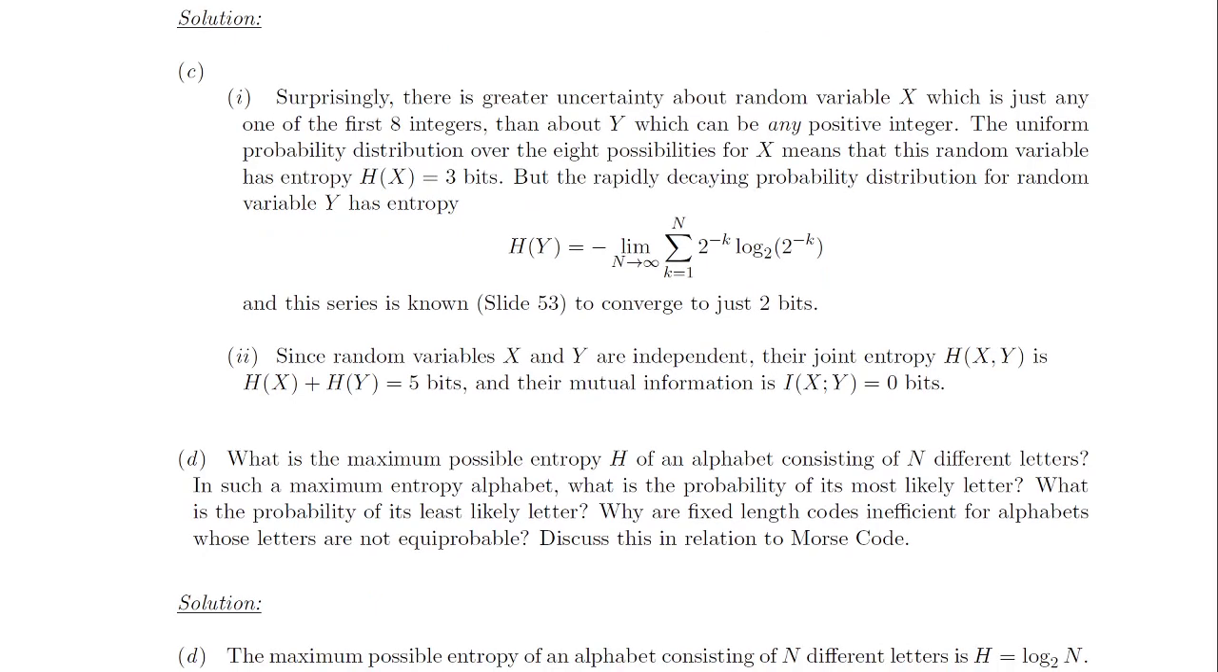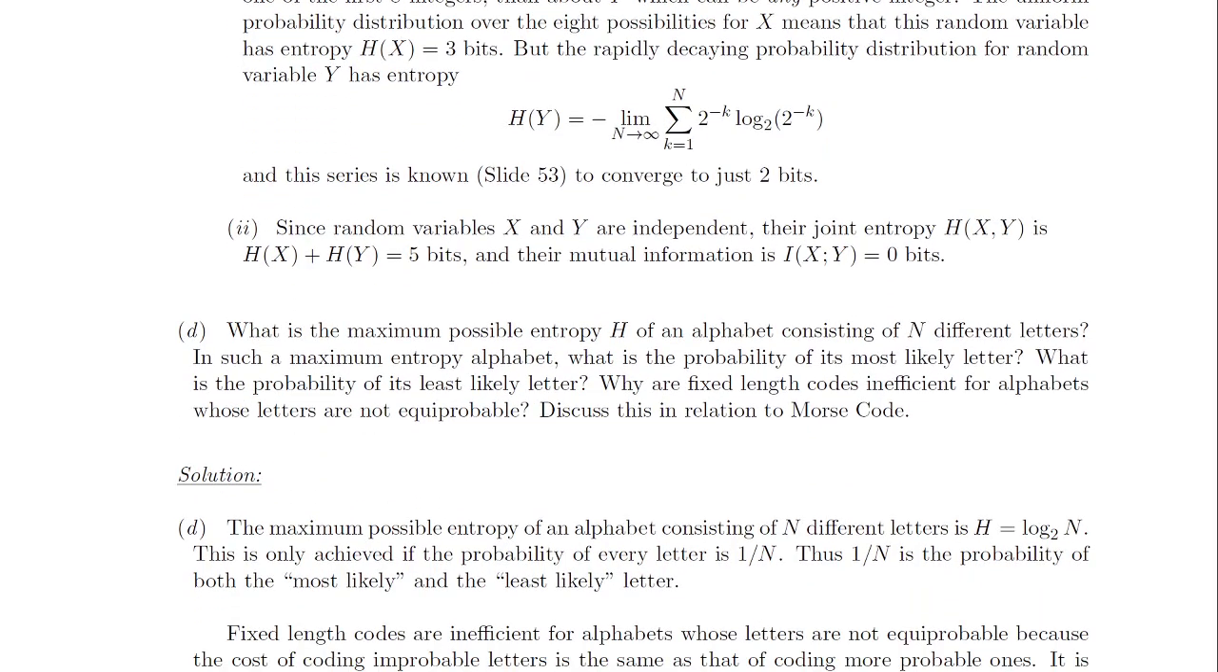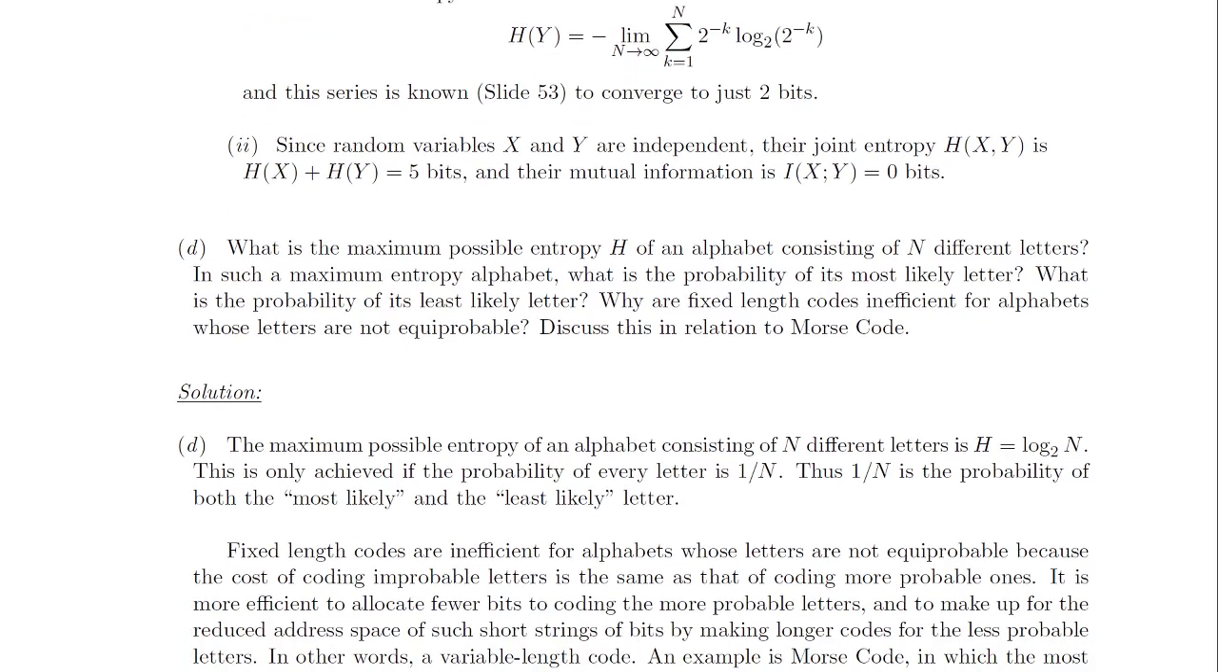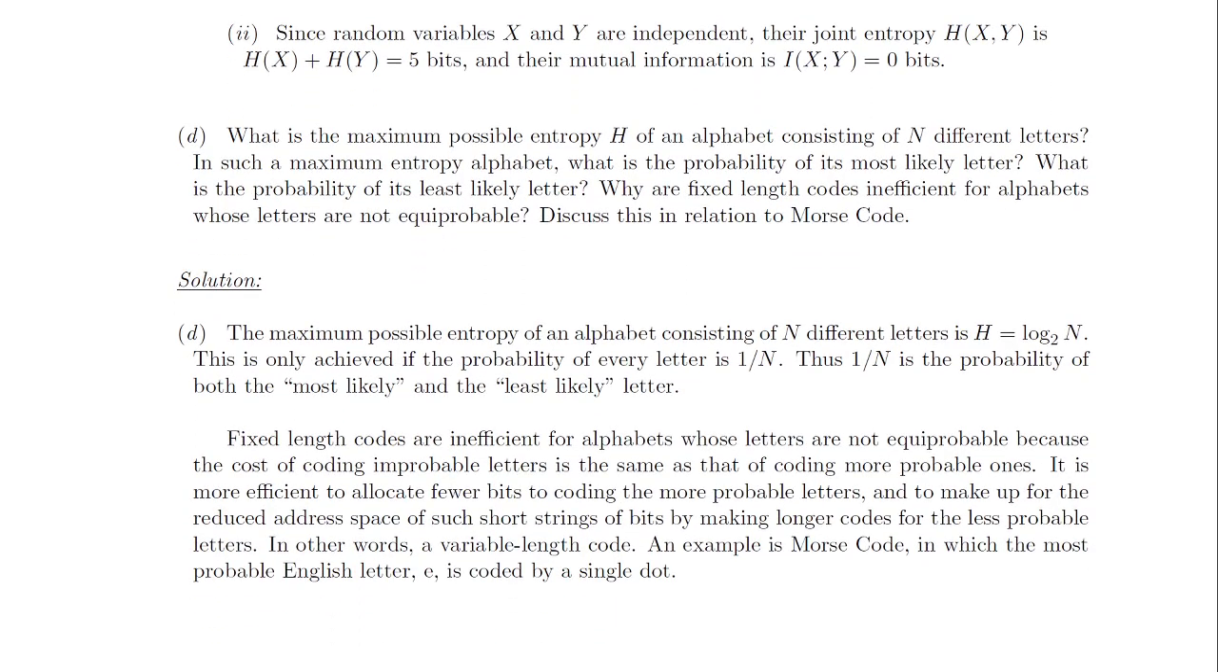The final part, subpart D of this exercise, asks what is the maximum possible entropy of an alphabet consisting of n different letters. And in such a maximum entropy alphabet, what's the probability of its most likely letter and of its least likely letter? And finally, to think about why fixed length codes are inefficient for alphabets whose letters are not equiprobable, which can, of course, be discussed in connection with Morse code.